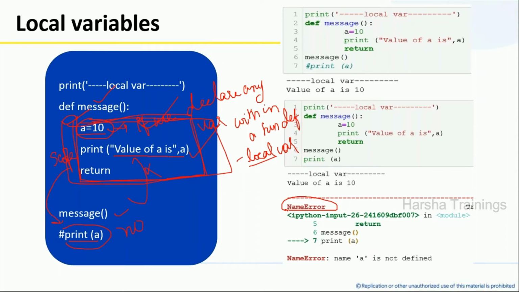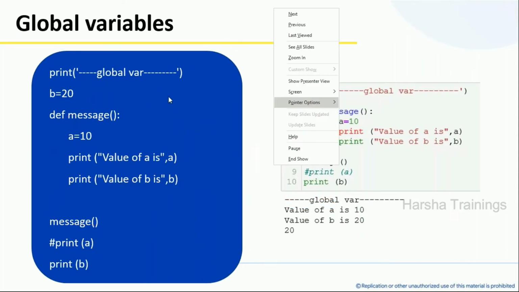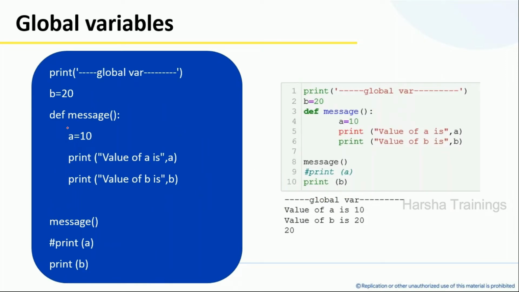Now, second one, what is a global variable? If I declare any variable within the function definition, I call it local. Now, a is called local. Now I'm declaring one more variable, b, outside of this function. If I declare any variable outside of a function, that is called global. Global variables can be accessed within a function and outside of a function also.